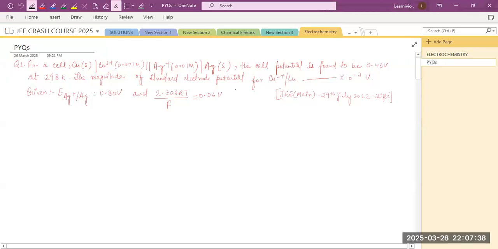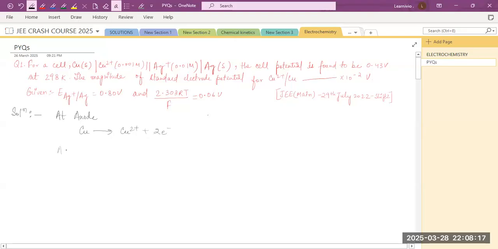It was asked in JEE Mains 2022. Okay, let's see how we will proceed with this question. Write down the first half reaction, the oxidation half reaction and the reduction half reaction. So what will happen at the anode, reduction or oxidation? Oxidation. So at the anode, copper will oxidize to copper 2 plus.